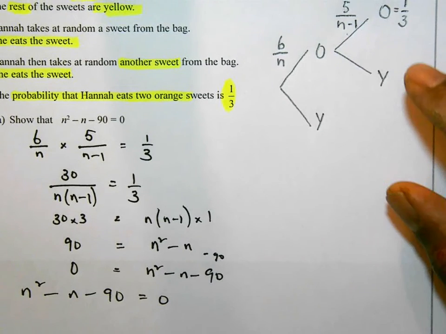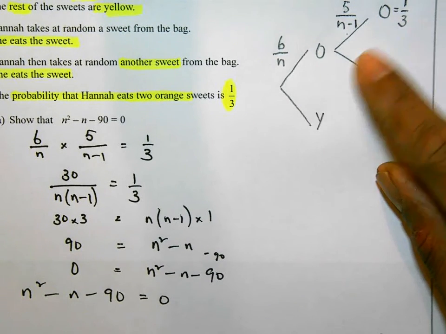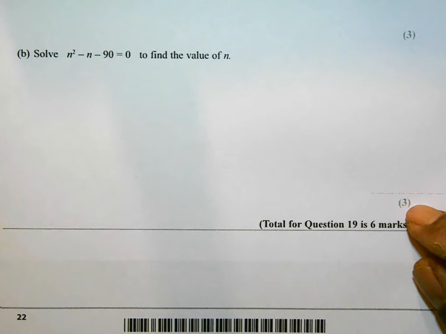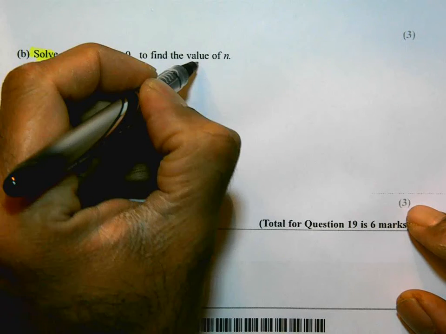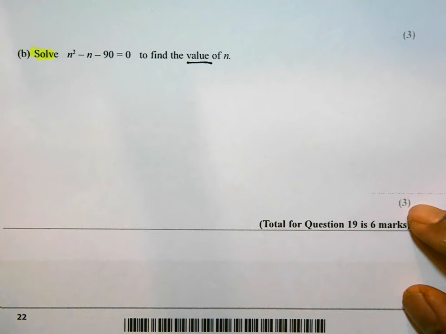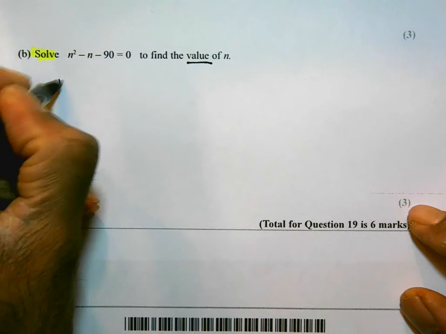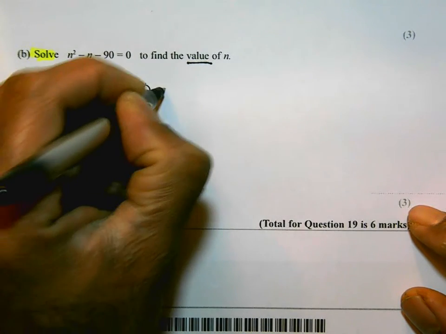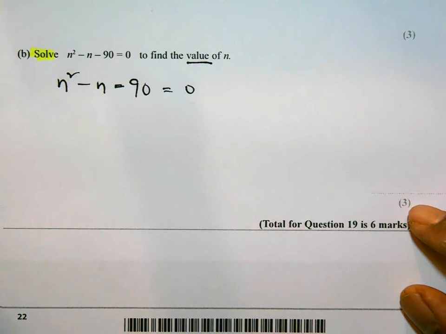Part B wants us to solve n squared minus n minus 90 equals 0, and to find the value of n. Now, this is something quite significant. Value means there's one answer that they want. But thinking about this, I have n squared minus n minus 90 is equal to 0. This is a quadratic which I need to factorize. One of the things I need to recognize is that there's one n in the middle there.